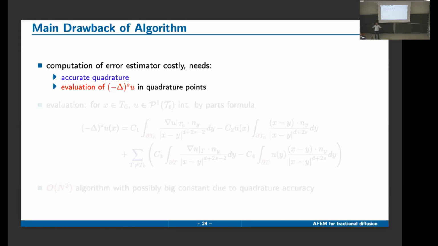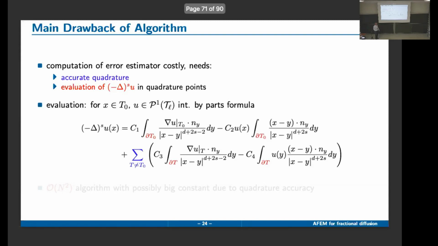To be on the safe side, use hp quadrature. This is expensive. And the second thing is, I need to evaluate the operator in order to evaluate the residual in the quadrature points. How to do that? Well, for example, you can use this formula here. It looks a little bit messy.